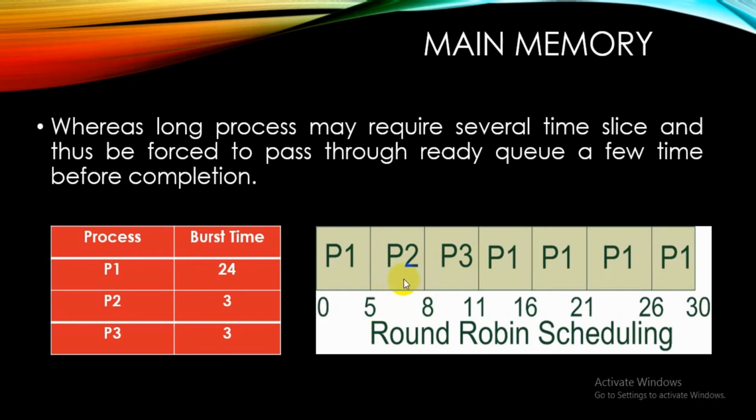So after P2, it is 5 plus 3 is equal to 8. Now P3 also goes for 3 seconds, so P3 is executed. 8 plus 3 is equal to 11. Now only P1 is running. So it is a long process, and it executes for 4 more times because of its timing.